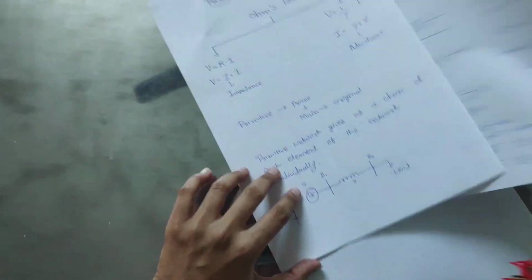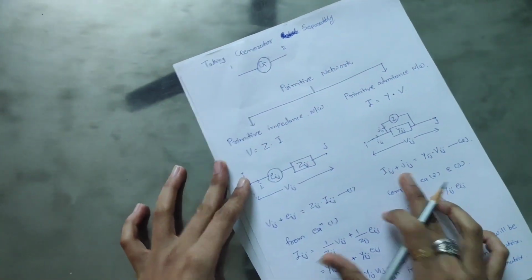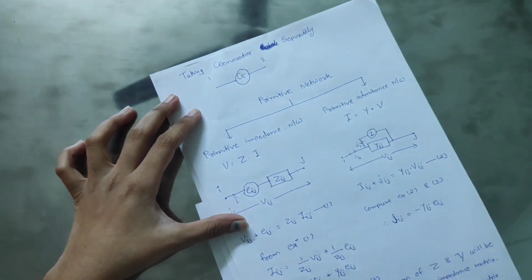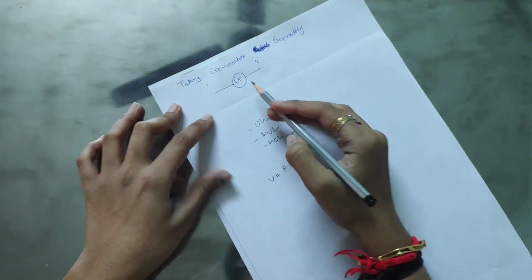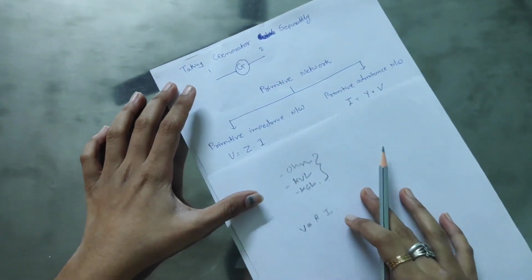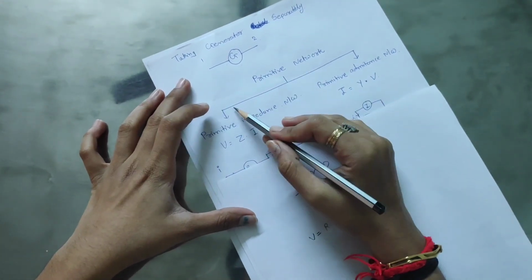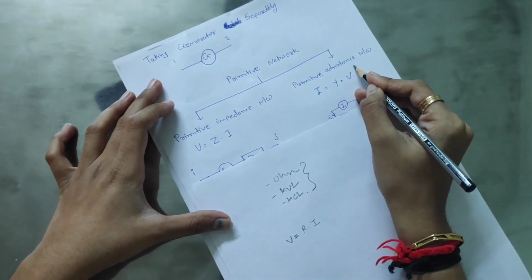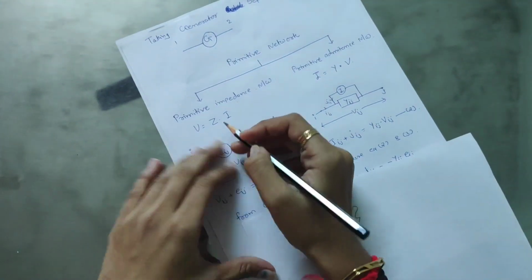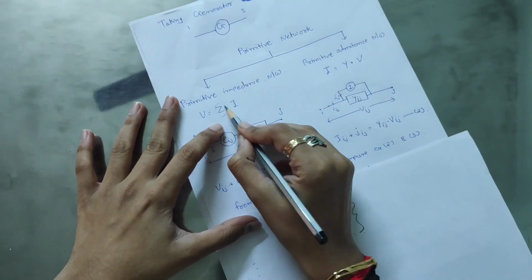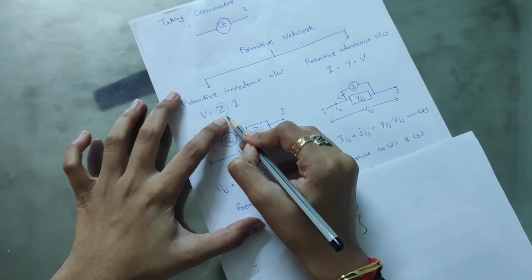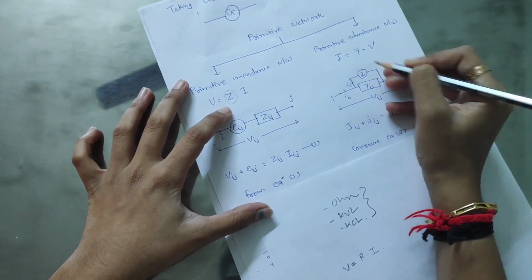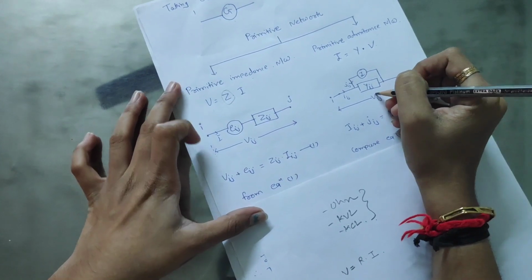To analyze this system, first we separate out the generator. To know the characteristic of the generator, we can represent the primitive network in two ways: primitive impedance network and primitive admittance network. In this, V is equal to Z into I. Here we use impedance, so this is known as the primitive impedance network, and when we use admittance Y, it is known as the primitive admittance network.